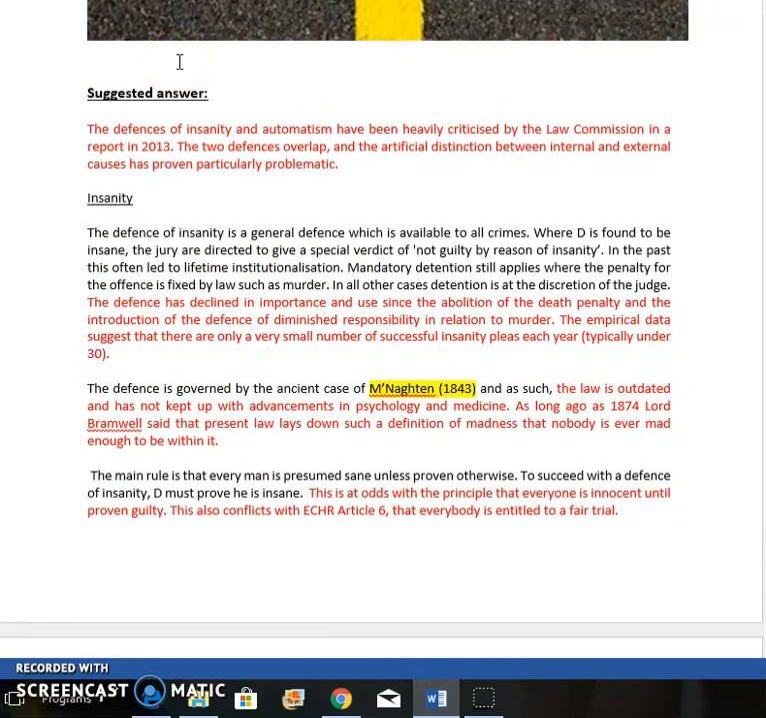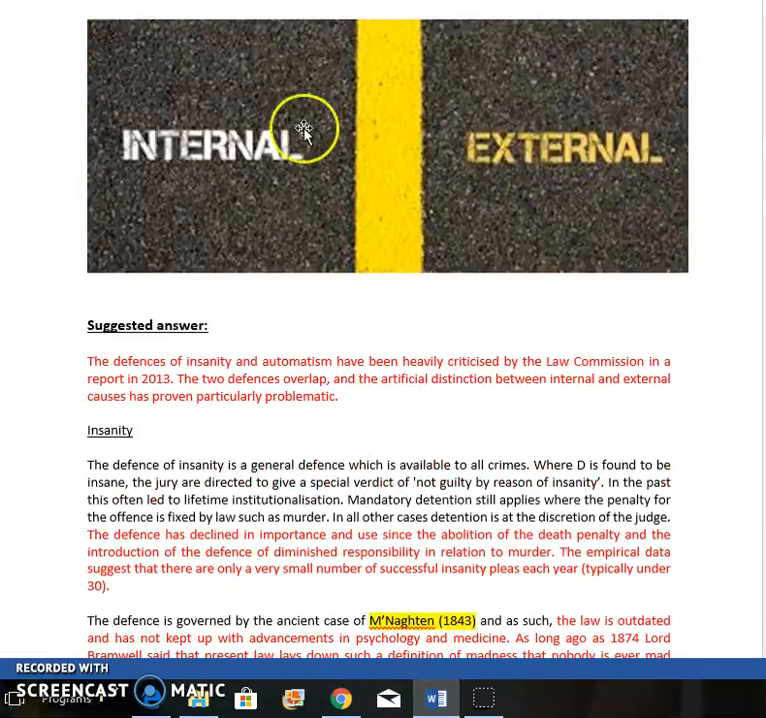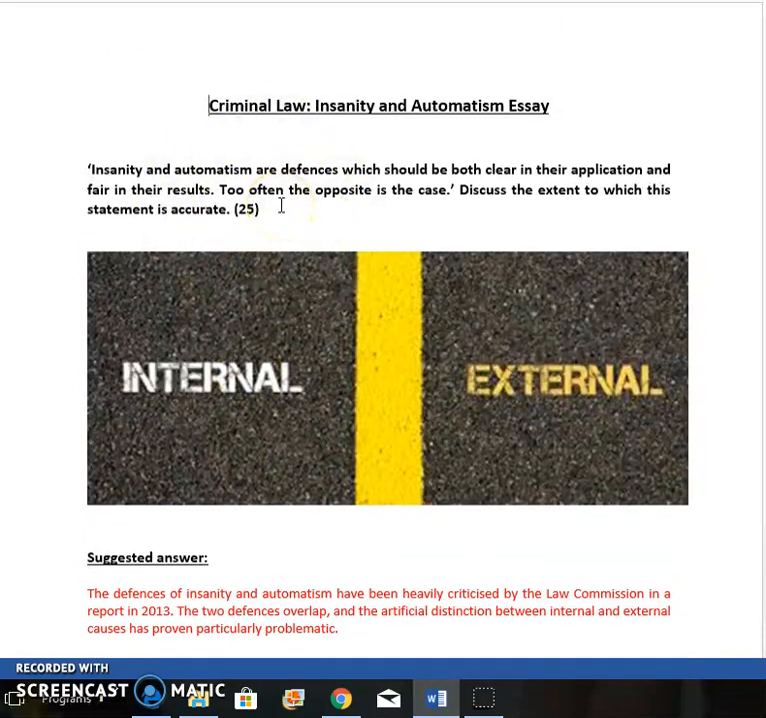So if we look at my introduction in this suggested answer, I've started off by saying that the defences of insanity and automatism have been heavily criticised by the Law Commission. The Law Commission wrote a report on these two defences in 2013, and in that report, the Law Commission pointed out that the two defences overlap and that there is this artificial distinction between internal and external causes, and that's proven particularly problematic. So straight away in my intro, I'm linking to the question.